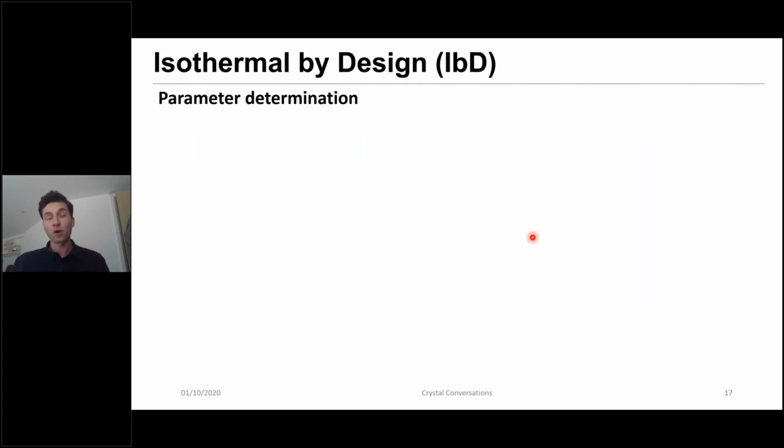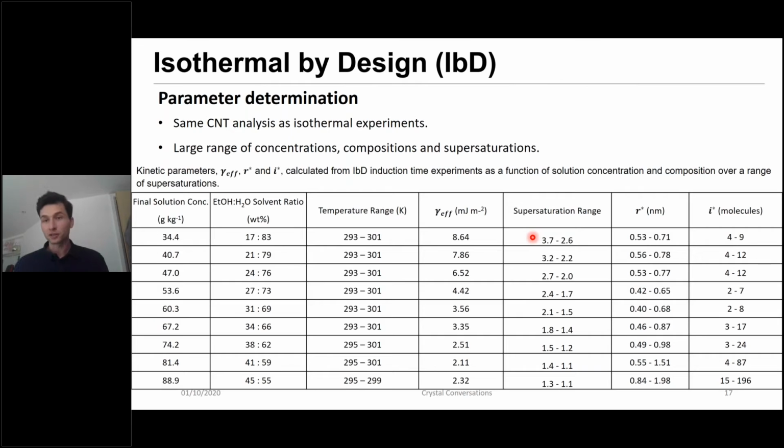We can also determine our parameters from this in the same manner as a temperature jump, where we can use classical nucleation theory. And we can get a table such as this, where we get quite a lot of data from our system. We get a range of concentrations, a range of compositions over the range of temperature studies. We can still get our parameters such as the effective interfacial tensions and the critical cluster sizes and the number of molecules within them. We also obviously study a far higher range of supersaturations. And potentially this data is maybe a bit more accurate than you might expect for the temperature jump method at these high supersaturation ranges.